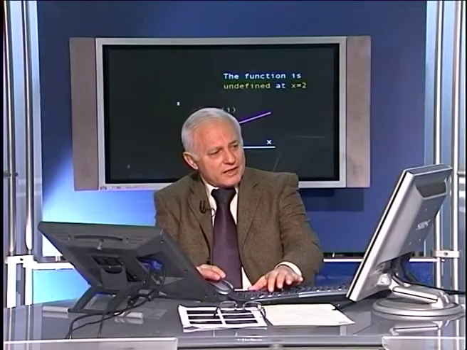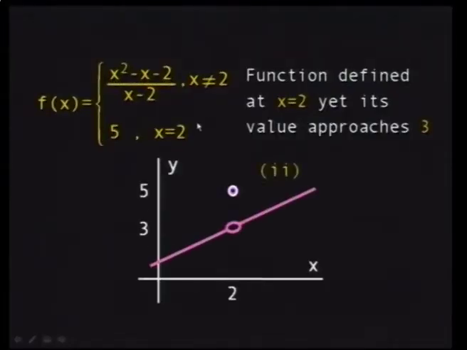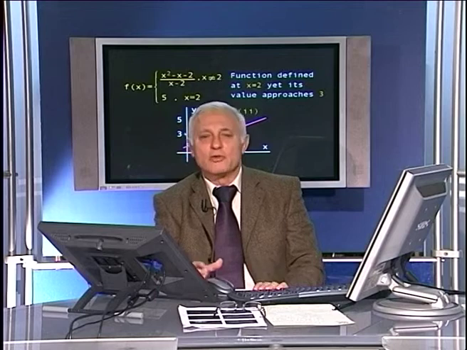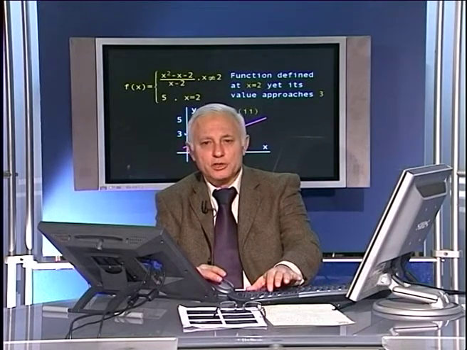Now the second type, this function is defined at the value x equal to 2 and is given the value 5. So the value of the function at 2 is equal to 5, yet its value approaches the value 3. In a deleted neighborhood of the point 2, you find that the limit of the function is 3. So the limit is 3, yet the function is assigned a value 5. They are not equal, so this is the second type of discontinuity.